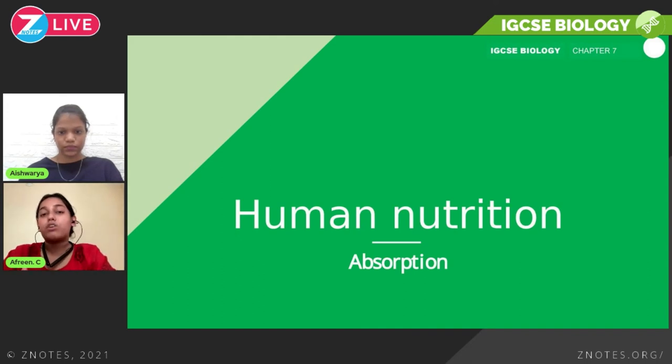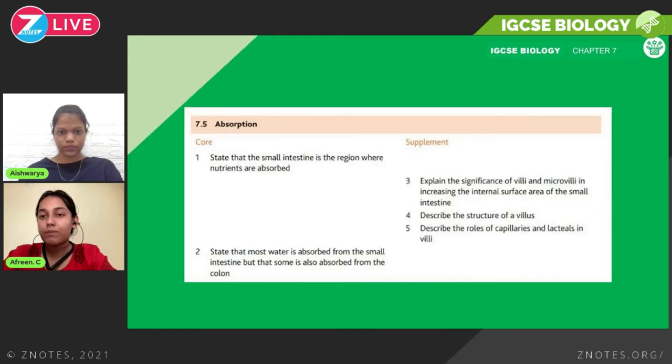Okay, so this is the last part of human nutrition. It's called absorption, and the syllabus for this one is quite small. Actually, you need to know that the small intestine is where most of this is happening, where water is being absorbed, and the significance of villi and microvilli, the structure of villi, and the roles of capillaries and lacteals in a villus.